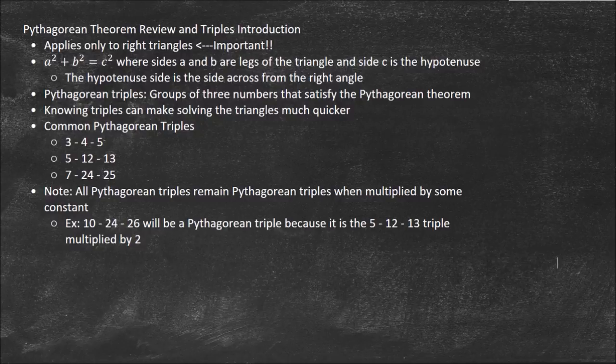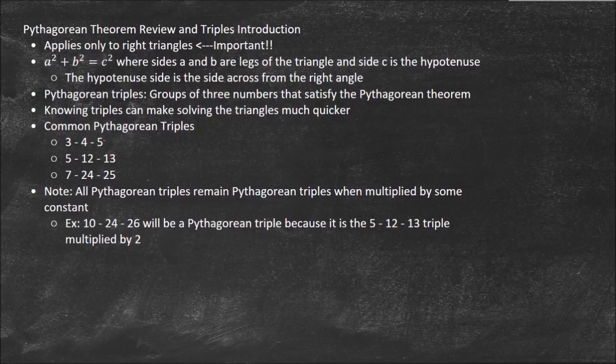So again, let's remember that the Pythagorean Theorem only applies to right triangles, so it has to have a right angle in it, and it's a squared plus b squared equals c squared, where a and b are the legs and c is the hypotenuse. The hypotenuse is just the side across from the right angle.